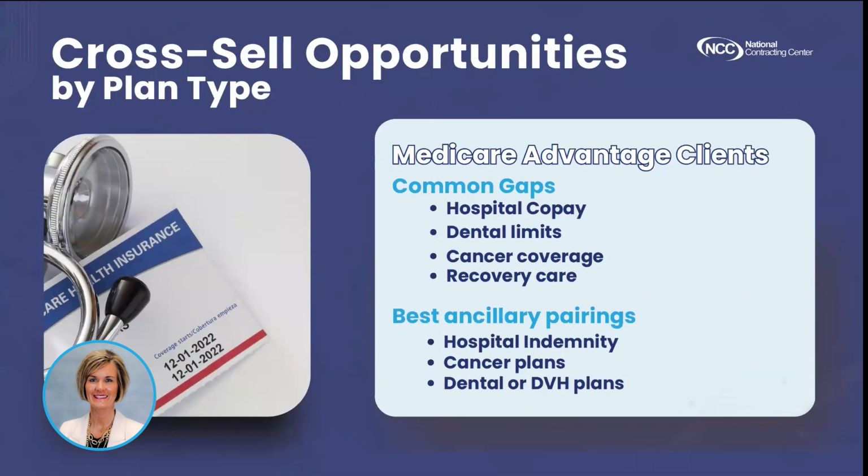So different Medicare plans are going to create different cross-sell opportunities. So let's talk about those ancillary products that are going to naturally fit with Medicare Advantage. These clients often have hospital copays with limited dental coverage. So some great ancillary pairings for a Medicare Advantage would be a hospital indemnity, dental coverage, and also cancer protection. But you're going to find that hospital indemnity is often going to be the easiest cross-sell when it comes to Medicare Advantage.